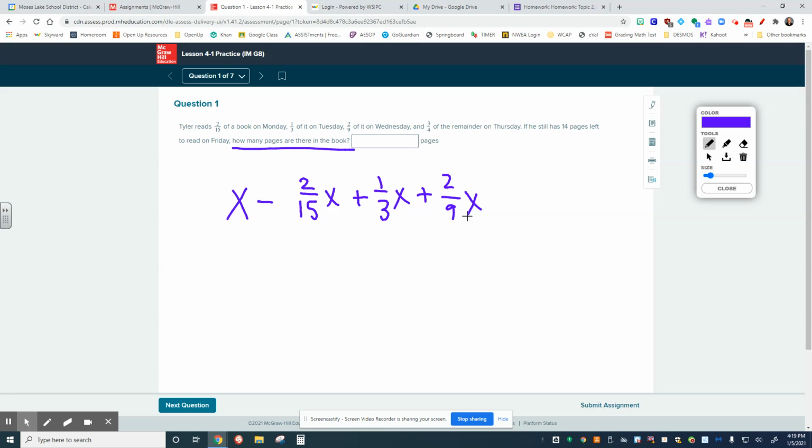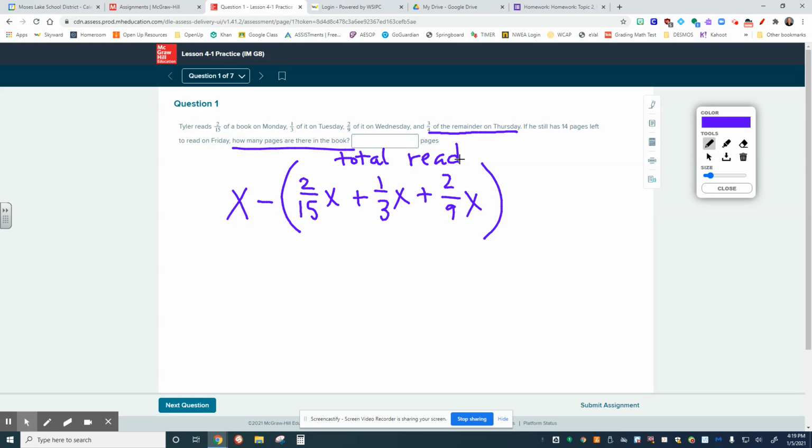But then all of a sudden we get this piece, 3/4 of the remainder on Thursday. That's a little bit funny right there. The wording has changed just a little bit, but here's the other thing with this. This is the total that he's read altogether up to this point, up to Thursday. He's read all this here. So we need to consider that all as one grouping and add those together before we subtract it from the total number of pages.